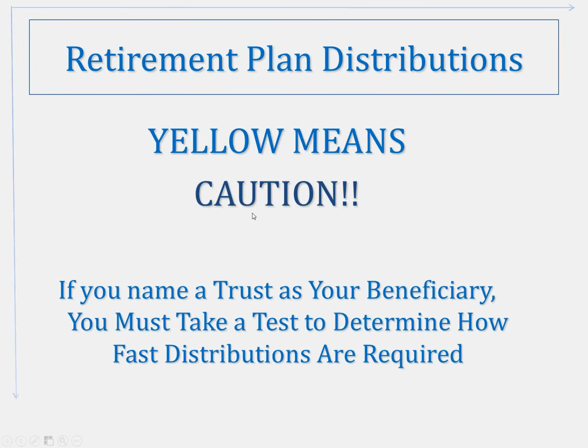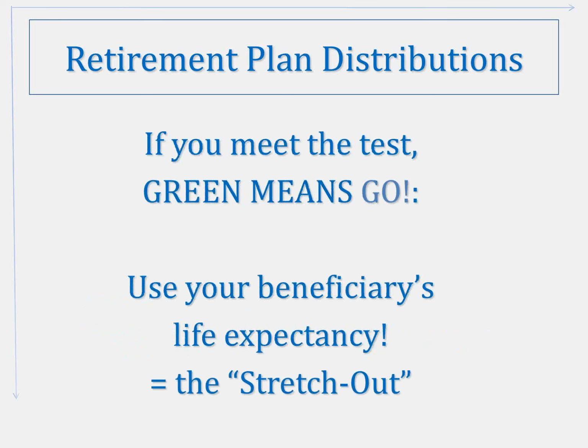What yellow means is caution. If you name a trust as the beneficiary, you have to take a test to determine how fast the distributions are required. And then if you pass the test, then green means go, and you get to use the beneficiary's life expectancy. And that's what we refer to as the stretch out, because although you can take out as much as you want when you're the beneficiary, you have to take out minimum distributions. If the minimum distribution is less than what the growth is, you can see that the account is actually going to grow even though you're taking out distributions.